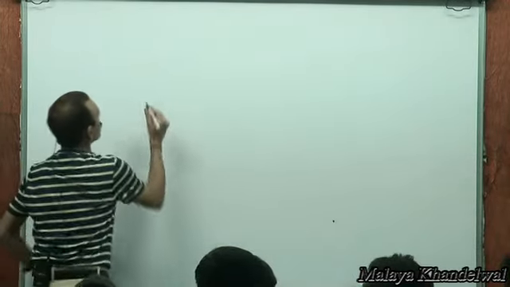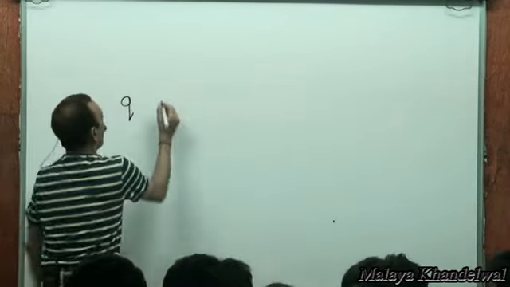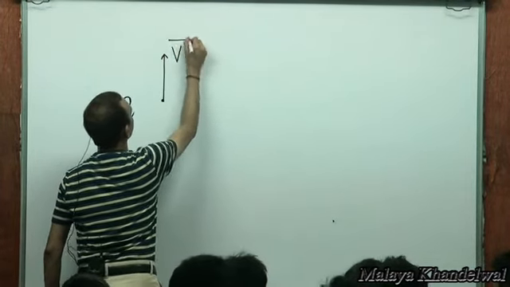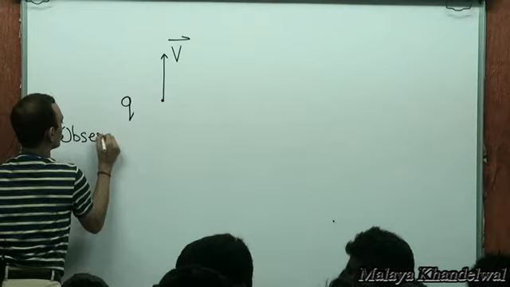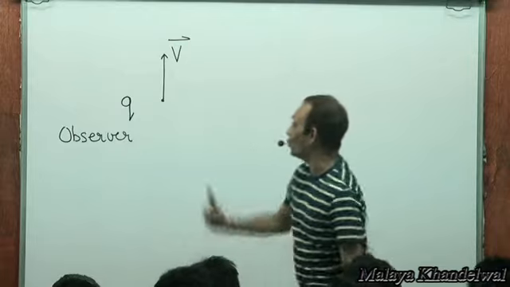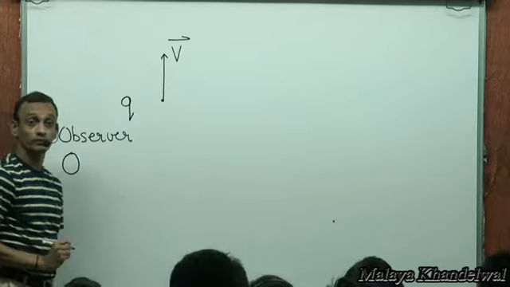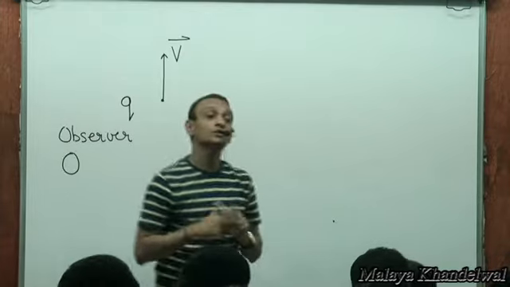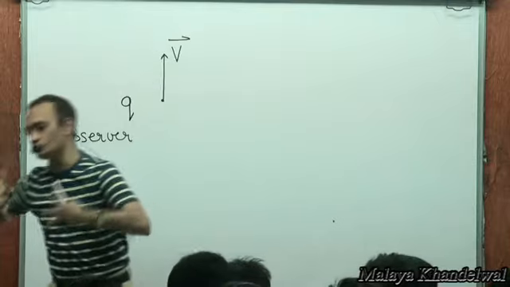If there is a charge Q and it has a velocity V as perceived by an observer O, say this is an observer O, different observers would perceive different velocities of the charged particle depending on their own velocities. Let's say this observer O perceives a velocity V on this charge Q.